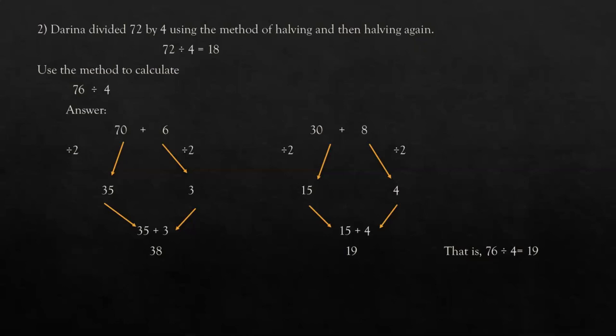Is this clear? Just go with this method. If a question says to use this method, you need to do it this way. If a particular method is not mentioned, you can use any of the division methods. Okay, so shall we move to the very next question?